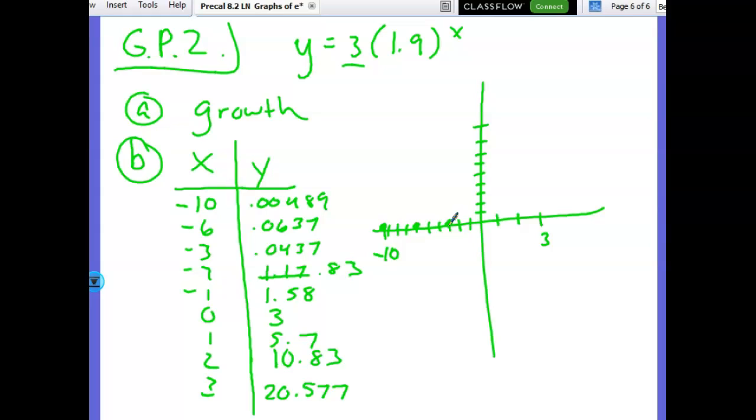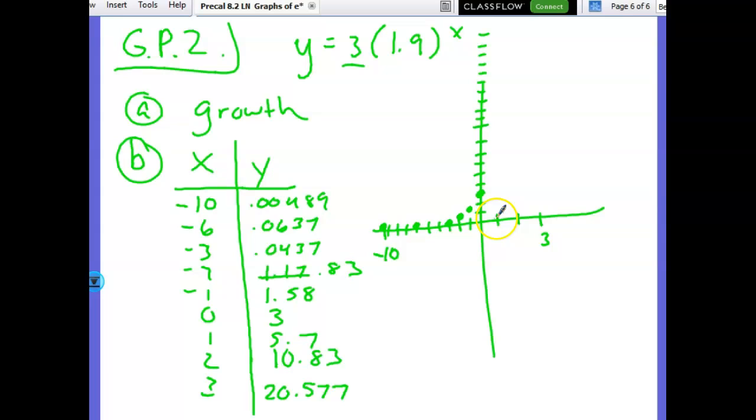0.83. Okay, that's pretty close to 1 now. So I'd say by the time we get up to -2, we're getting closer to 1. So I'm going to pick the dot up a little bit. 1.58 for -1. A little higher. And then finally we're at 3 by the time we get to 0. 2 is 5.7. Oh, I forgot I was counting by 2's though. Oh well. 11, 12, 13, 14, 15, 16, 17, 18, 19, 20.